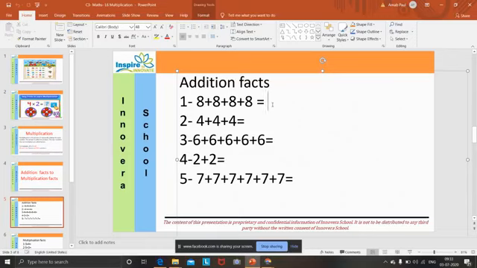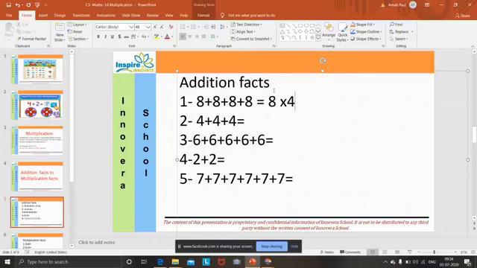So how will you write this addition fact as a multiplication fact? 8 plus 8 plus 8 plus 8. There are a total of 4 times 8s written. So we will write it as 8 multiplied by 4.